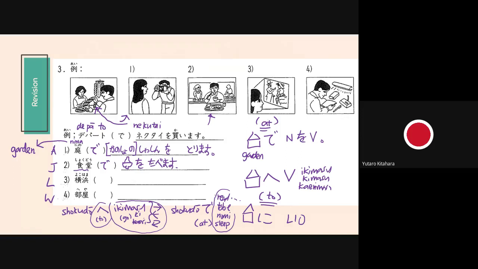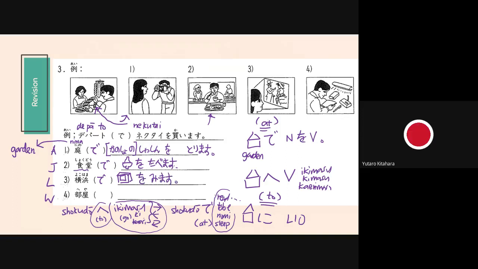Okay, so Lisa, Yokohama. Number three is watching TV at Yokohama, is it? Actually I also don't know, but it looks like watching a movie. Using TV is also okay, because I thought why would they watch TV at Yokohama anyway. Yokohama de terebi o mimasu. Very good. Correct.